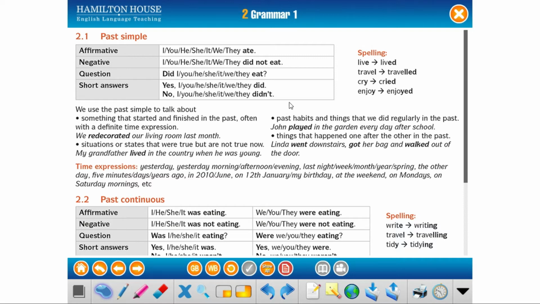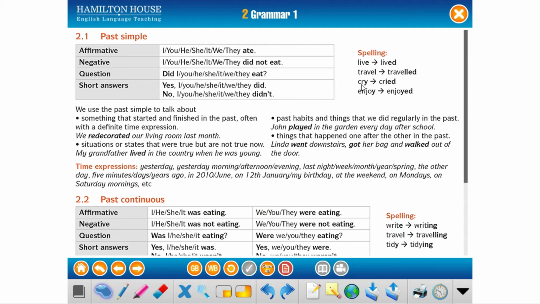Remember that in the case of regular verbs, we add the ed termination to the verb, like this. When my verb ends with e, we only add d. When the last three letters of my verb are in the order consonant, vowel, and consonant, we double the last letter and then we add ed, like travel, traveled.